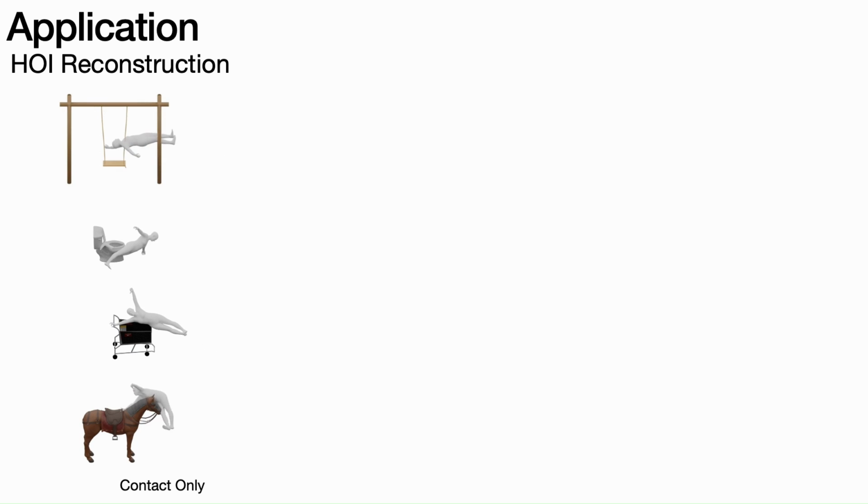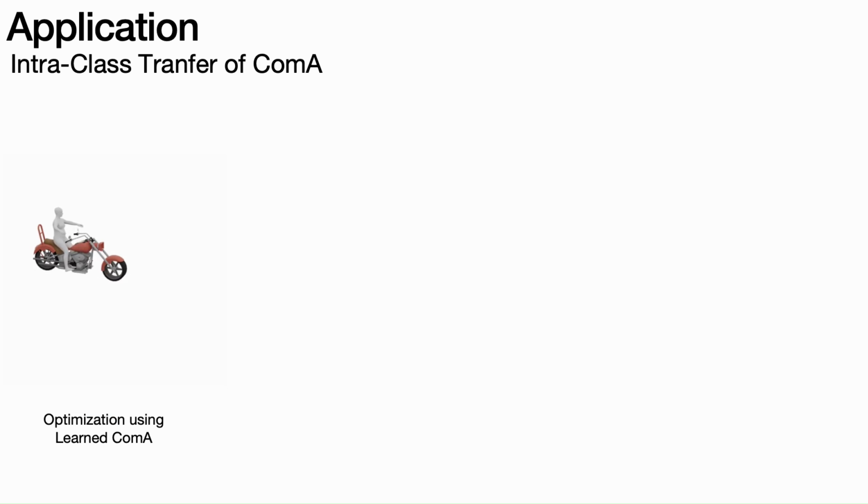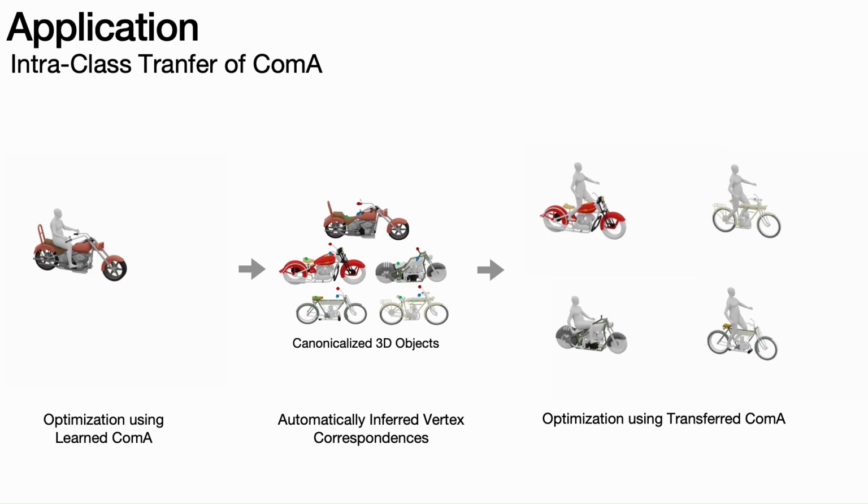Reconstructing HOI is challenging when we only use contact knowledge. We improve this by utilizing orientational affordance from learned ComA, giving much more plausible posture compared to previous methods using only contact. Since ComA is learned pointwise, the knowledge can be transferred to other objects in the same category easily by using vertex correspondences. For example, we can learn ComA for one instance of motorcycle and scale the knowledge to any motorcycles with ease.